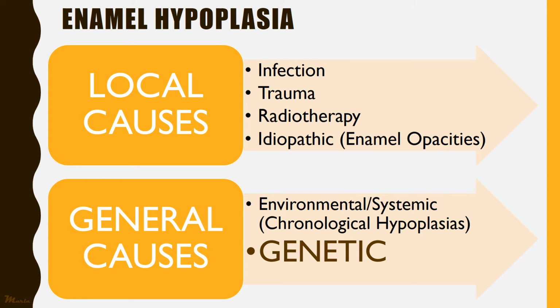Generalized causes resulting in enamel hypoplasia are basically environmental or systemic causes. Such causes generally affect over a particular time period during the development of the tooth, and hence such forms of enamel hypoplasia are also sometimes referred to as chronological hypoplasia. The most significant general cause of hypoplastic defects is related to a genetic defect.